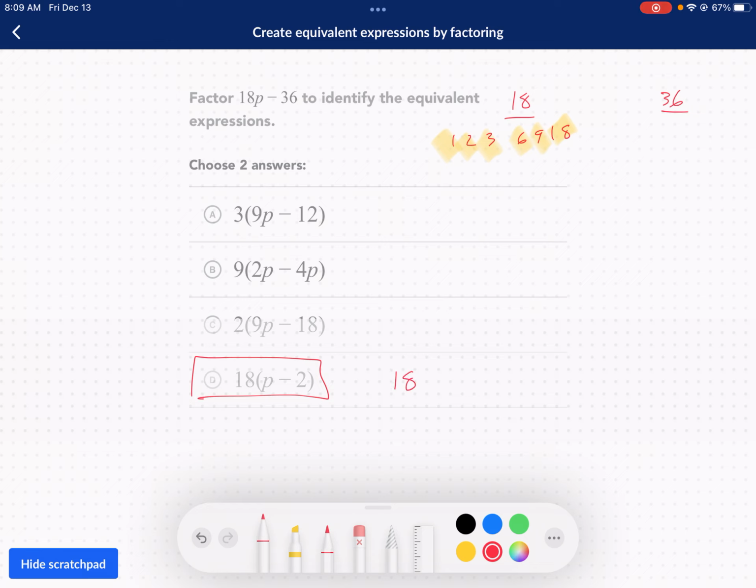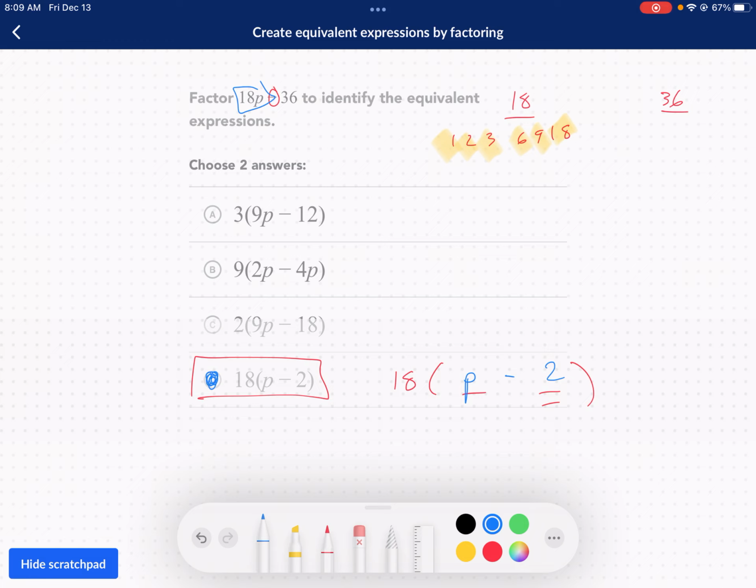So if I factor out the 18, what's going to go in the first line? Oh, by the way, if it's minus here, that means it's going to be minus here also, okay? So make sure you keep that in mind. All these are minuses for my answers, so that's a way to check. All right, so 18 times what gives me 18p? Well, 18 times p gives me 18p. And then 18 times what gives me 36? 2. So this one is, in fact, one of the answers.